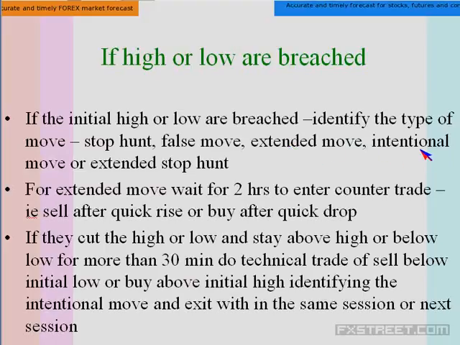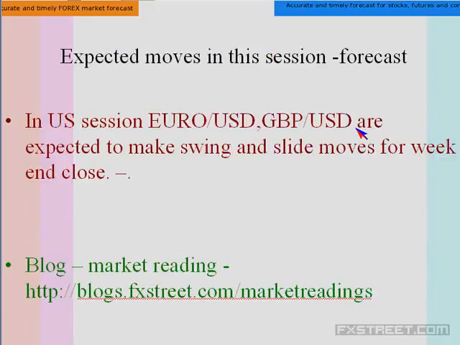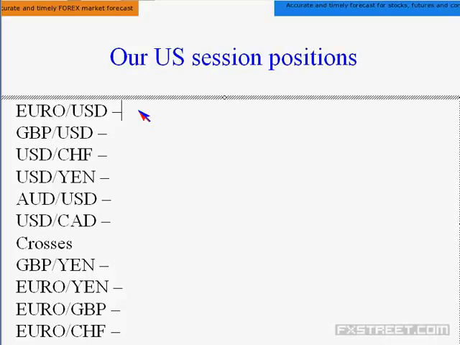After the extended move, they will make an intentional move, and during the trend reversal, they will make the extended stop. So now you can understand it is a trend reversal time. On the upside, they made the upward stop, so they wanted to drop at least 300 to 400 pips further down in euro. So the expected market move during this particular session is swing and slide moves.